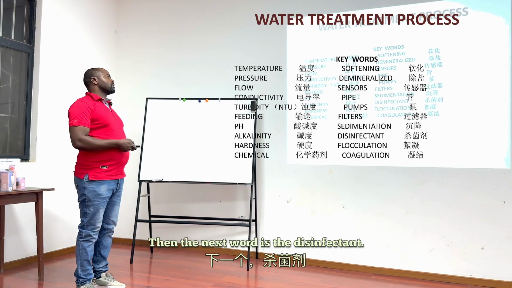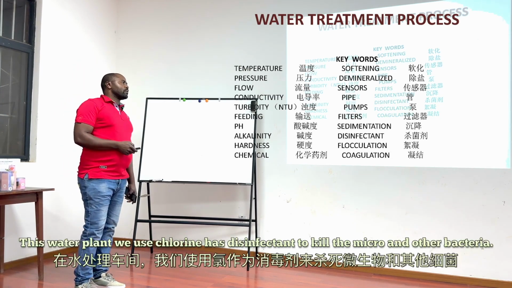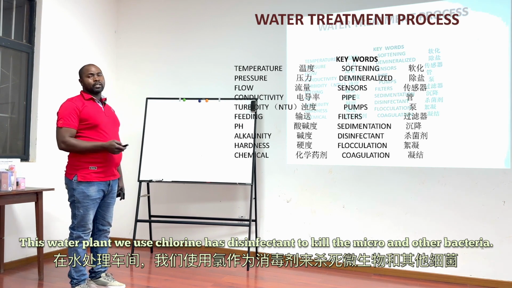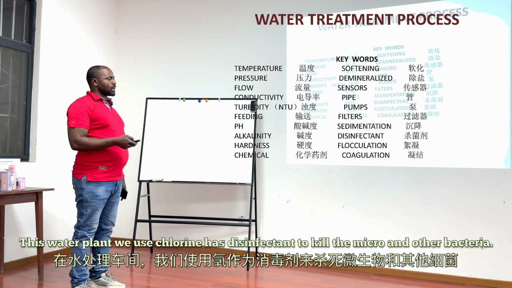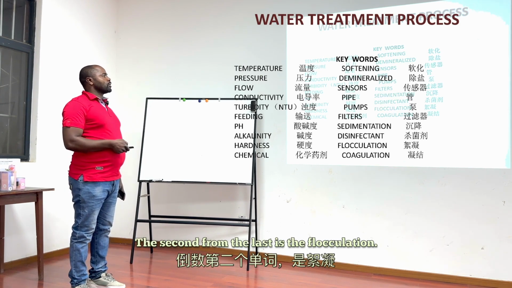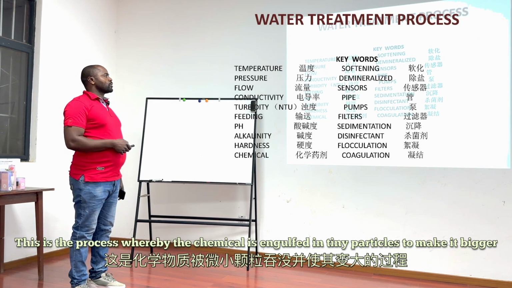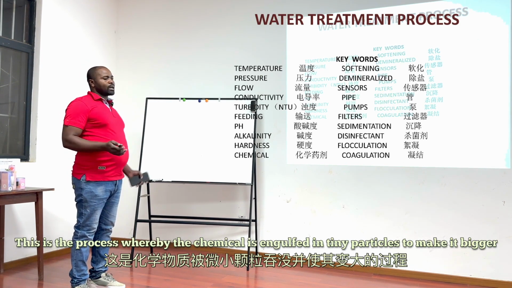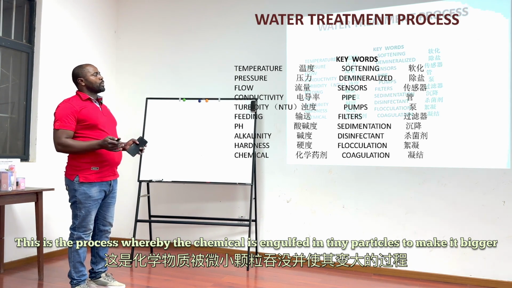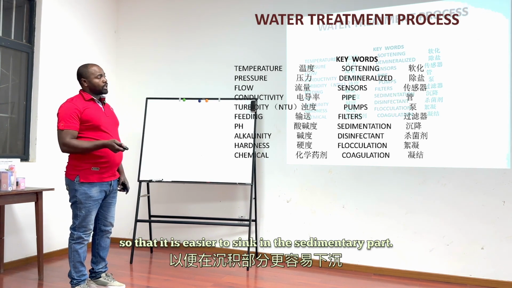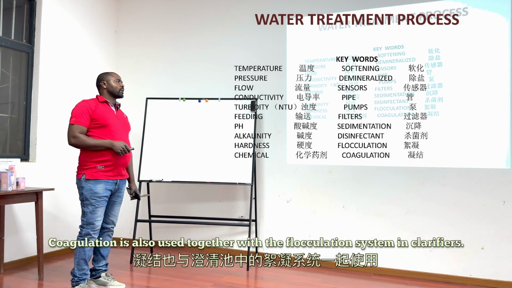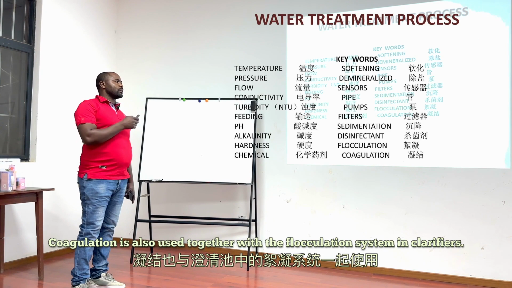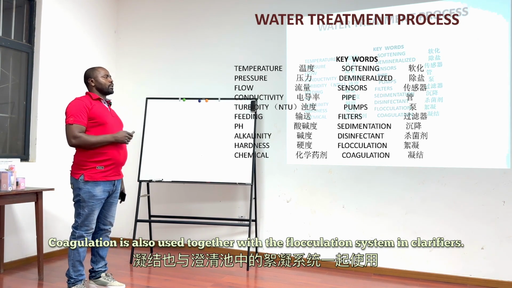Then the next word is the disinfectant. At the water plant, we use chlorine as a disinfectant to kill the microbes and other bacteria. Then the second from the last is the flocculation. This is the process whereby the chemical engulfs the tiny particles to make them bigger so that it's easy to sink in the sedimentary part. Then the last one is the coagulation. Coagulation is also used together with the flocculation system in clarifiers.